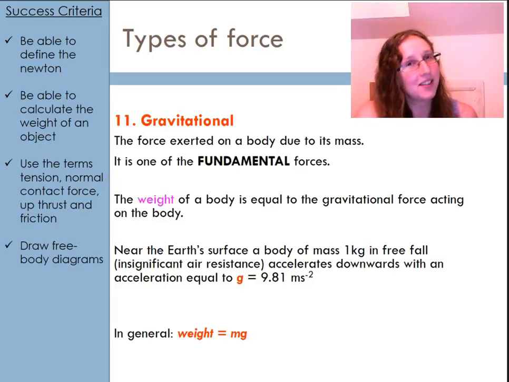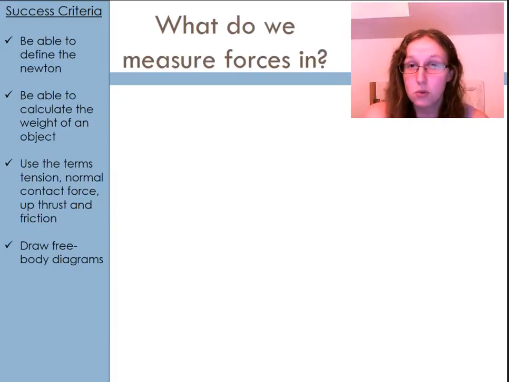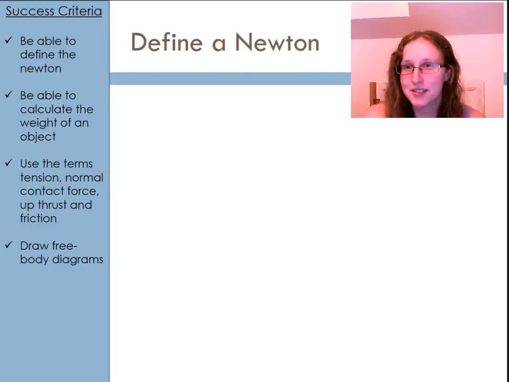Now, I've just said we can calculate it, so that means that it's got to have a unit, and I'm sure you all know that we measure forces in newtons. But, do you know what a newton is? This is a real question. I'd be very impressed if anyone did know.